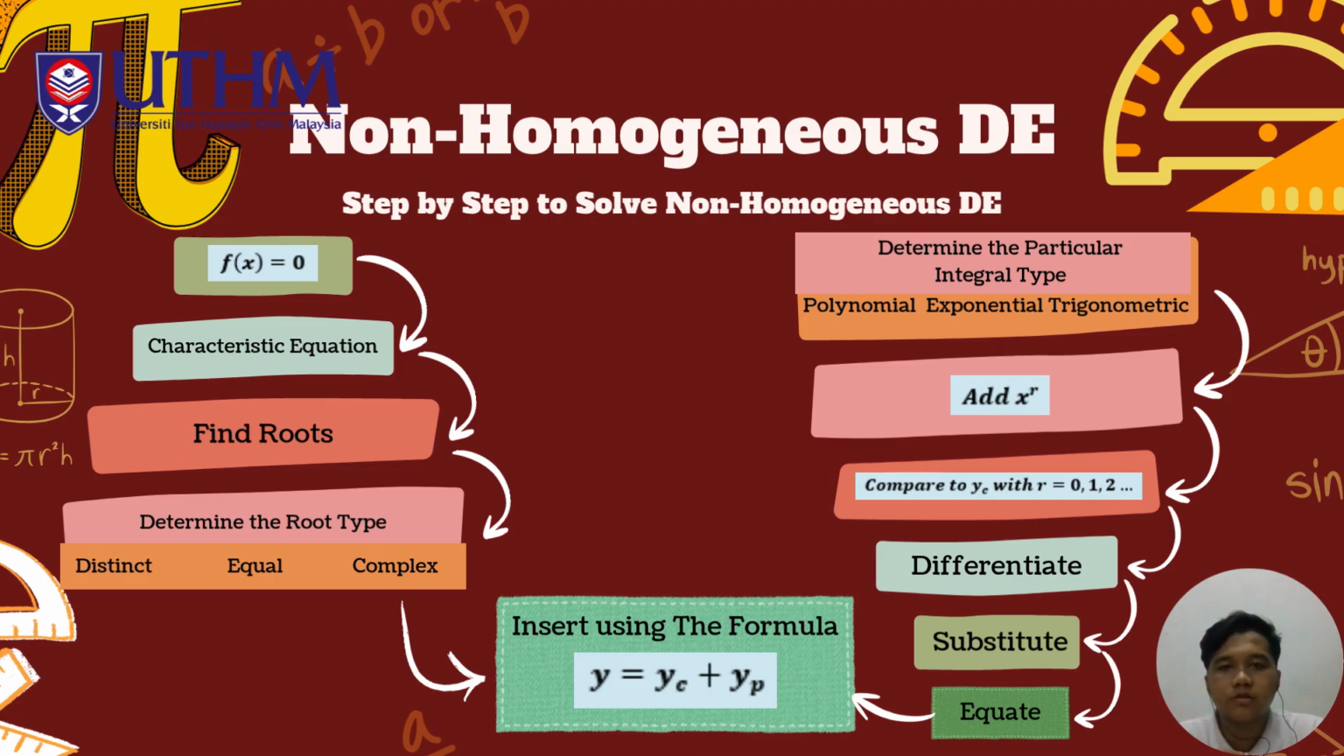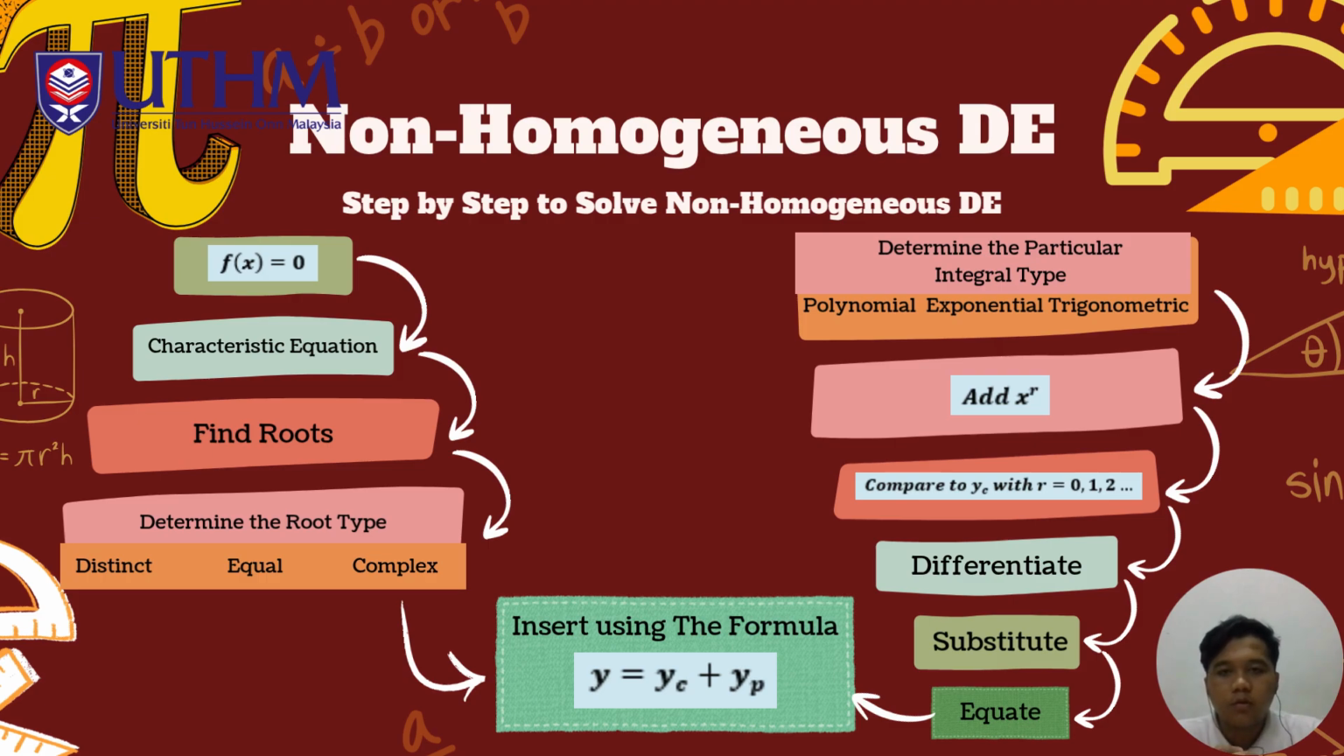Non-homogeneous differential equation. This is the step-by-step way to solve a non-homogeneous differential equation. First of all, we need to find yc by making f(x) equal to 0. Next is the characteristic equation. Next we find the roots, and then we determine the root type. There are 3 root types: distinct, equal, and complex.